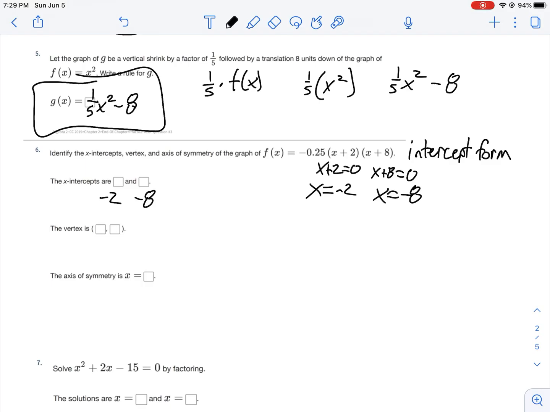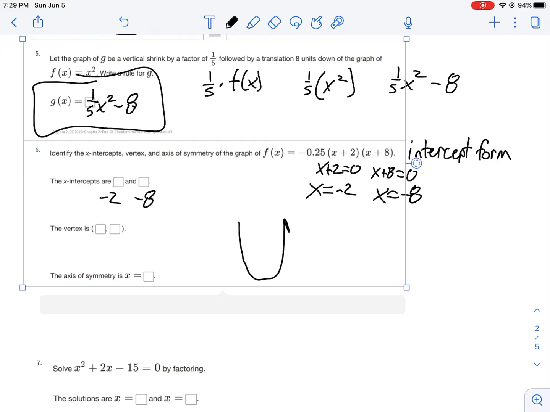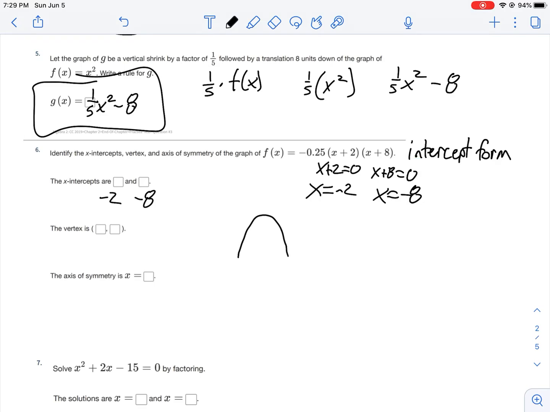Those are the intercepts. Now we're going to use the symmetry of quadratics. And actually this is going to be flipped over. The a value is negative, so it's realistically going to be pointing down. It should be spread out a little bit wider because it's 0.25, though I don't know exactly where this is going to go. But here we are. Let's assume that these are our x-intercepts, negative 2, negative 8.